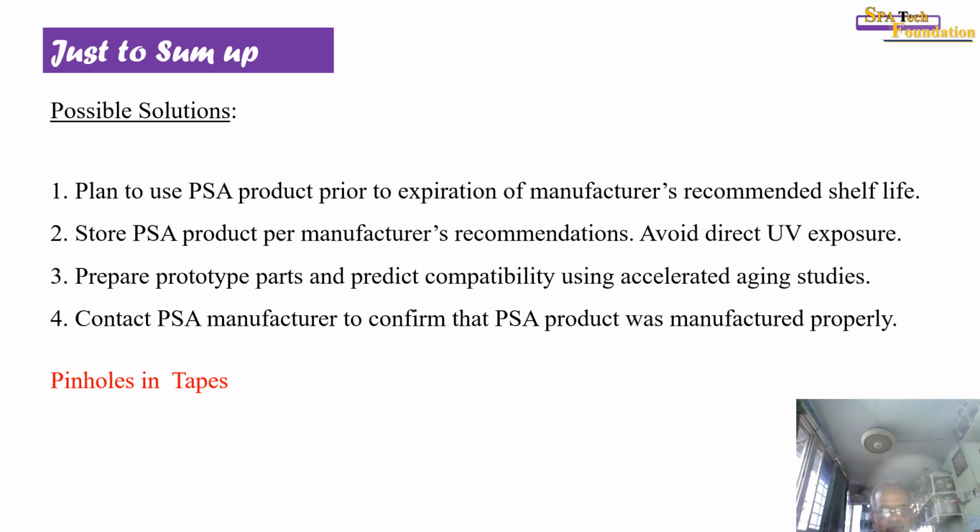The possible solutions: plan to use PSA product prior to expiration or expiry date. Store PSA products per manufacturer's recommendations. Avoid direct UV exposure or sunlight. Prepare prototype parts and predict performance using accelerated aging studies. Contact PSA manufacturer to confirm that PSA product was manufactured properly.